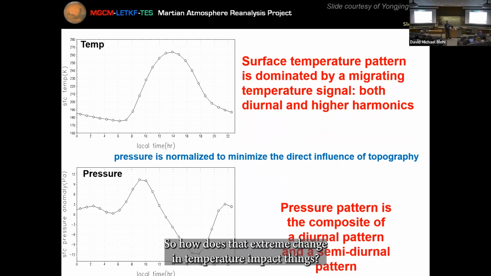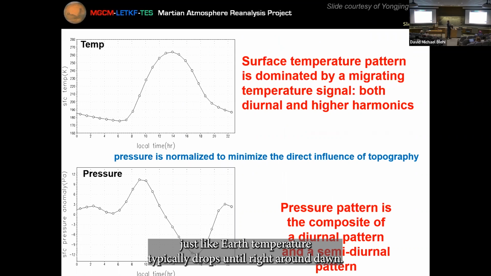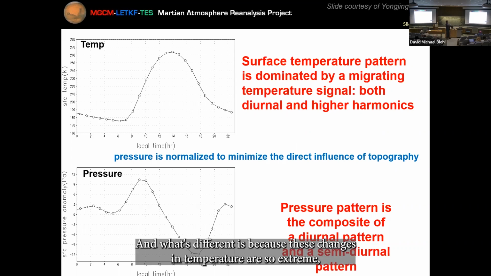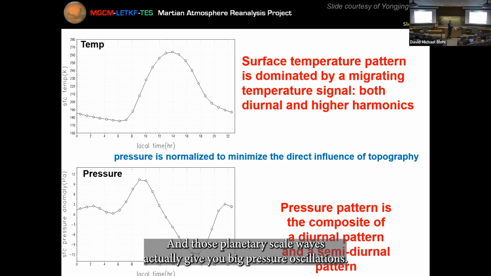So how does that extreme change in temperature impact things? This is a diagram of temperature going through the local time of day. Just like Earth, temperature typically drops until right around dawn. You get your first rays of sun over the horizon, which start to warm the ground and the air above it. Rapid warming continues until maybe early afternoon, then it starts to cool off in the evening. No surprises there. What's different is that because these changes in temperature are so extreme, they excite planetary scale waves, and those planetary scale waves actually give you big pressure oscillations.